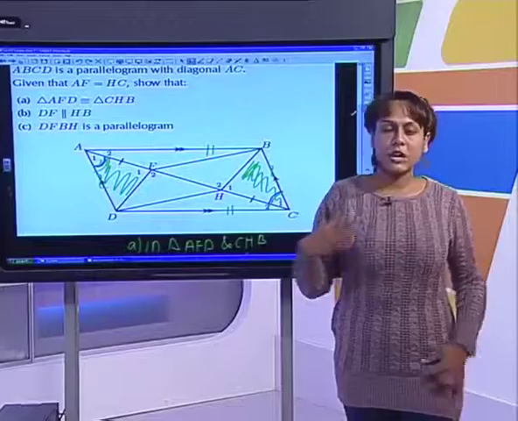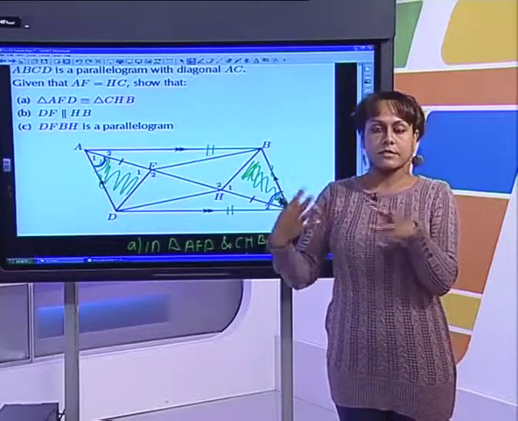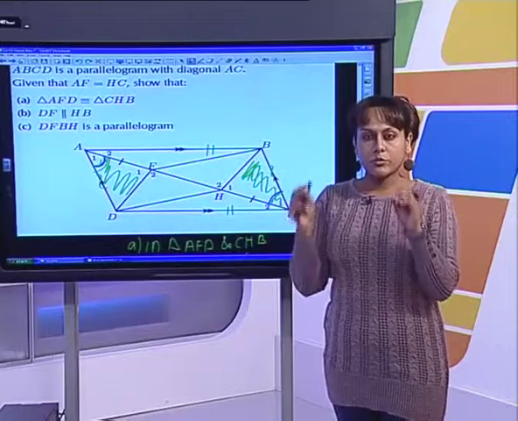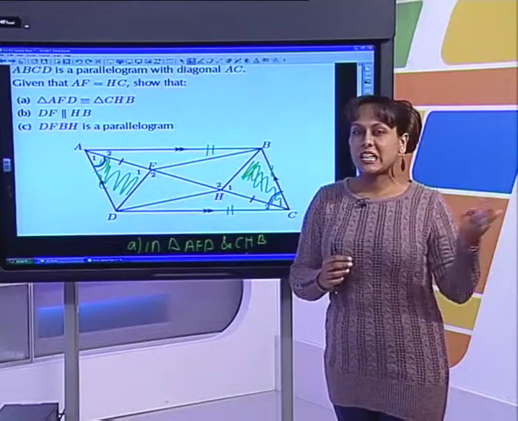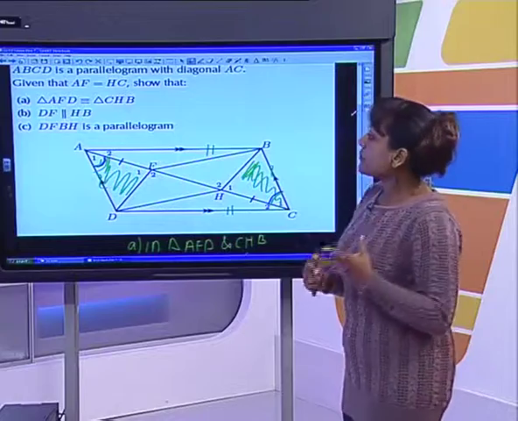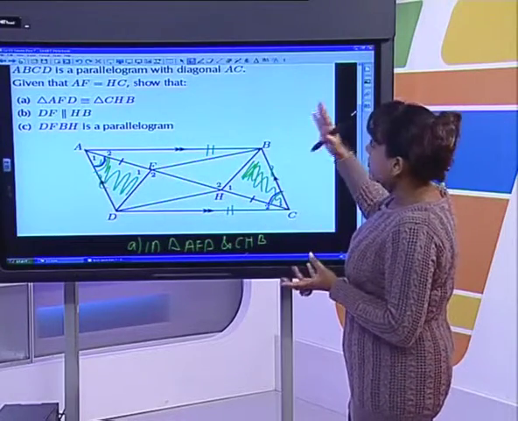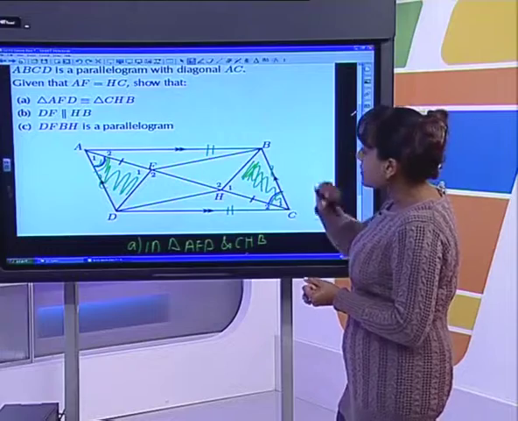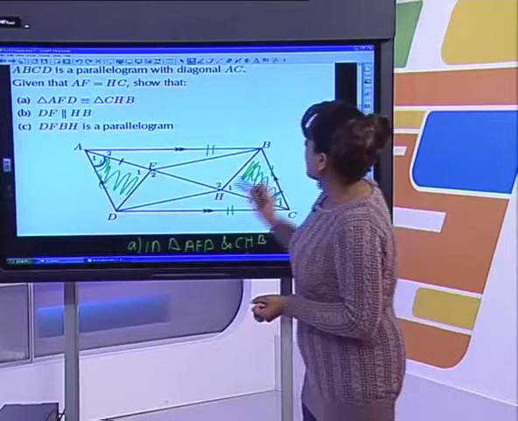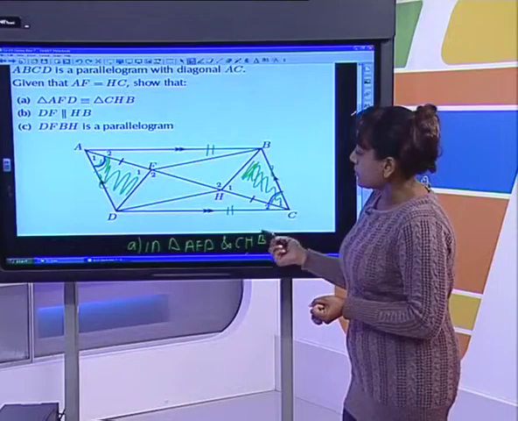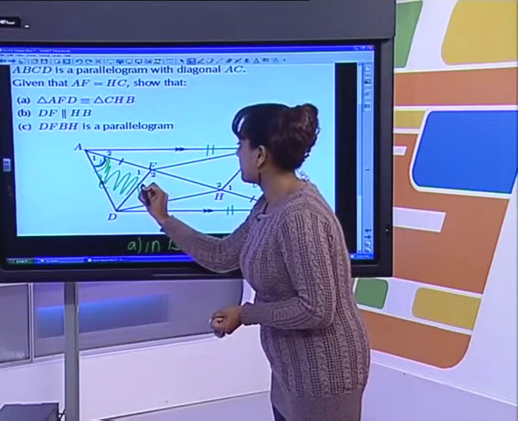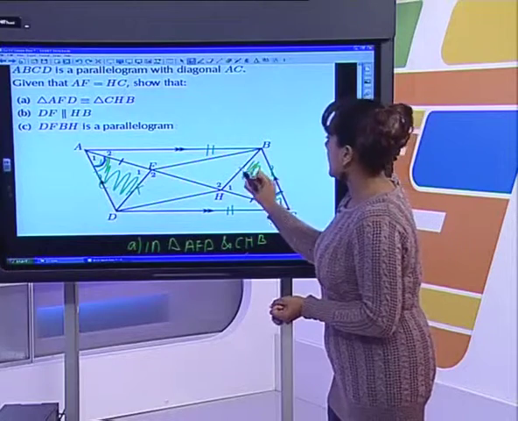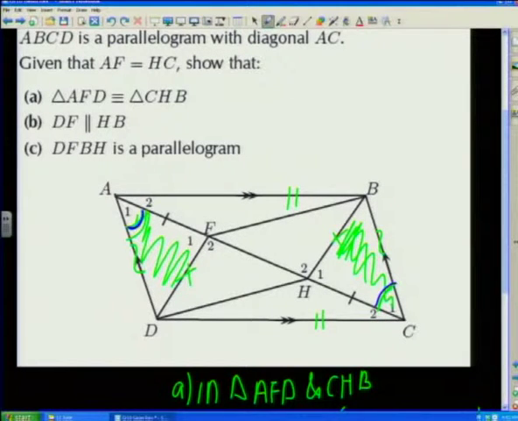Now remember, when two triangles are congruent, you get all of these results. All the corresponding angles will be equal, and all the corresponding sides will be equal. So if AFD is congruent to CHB, the last remaining sides, FD and HB, are going to be equal to each other because AFD was congruent to CHB. So that's one of the results from your congruency.